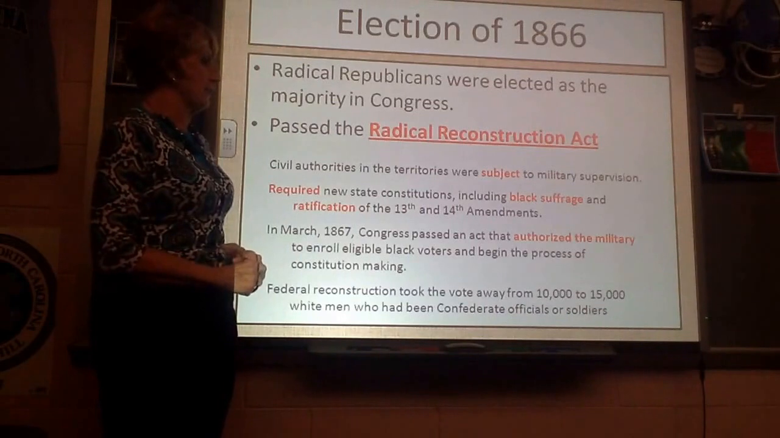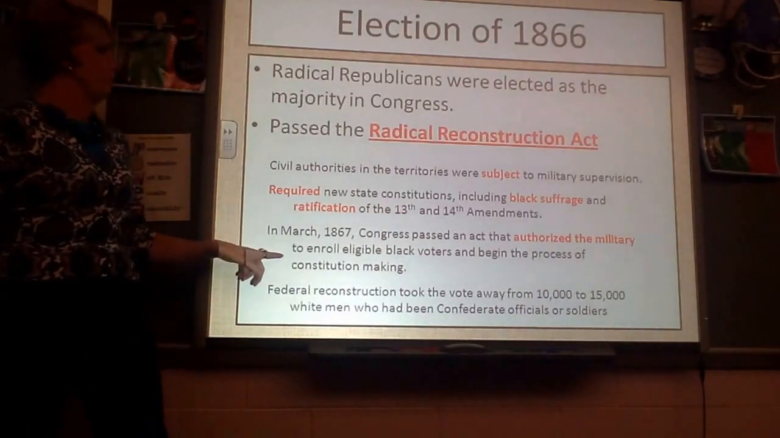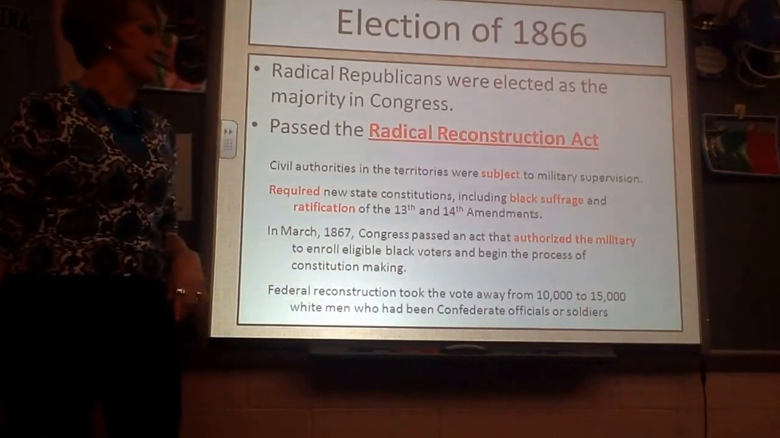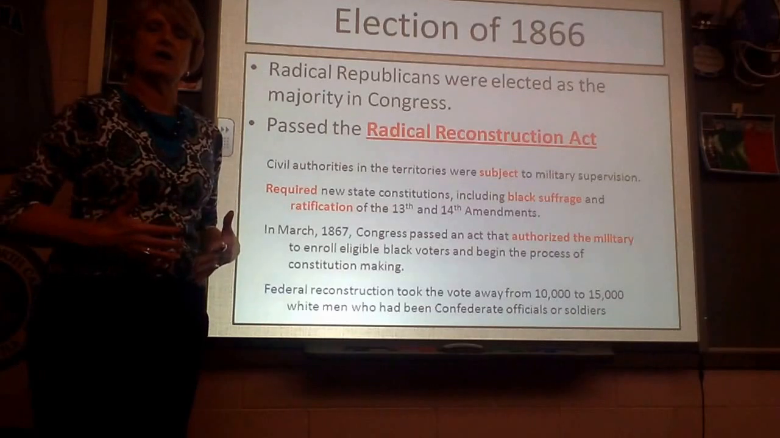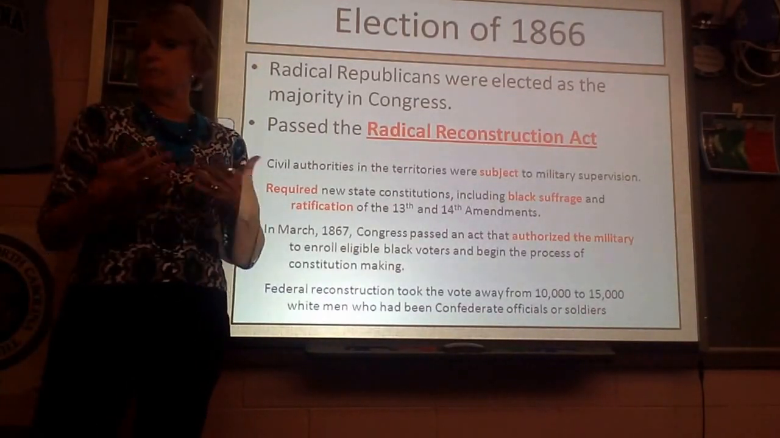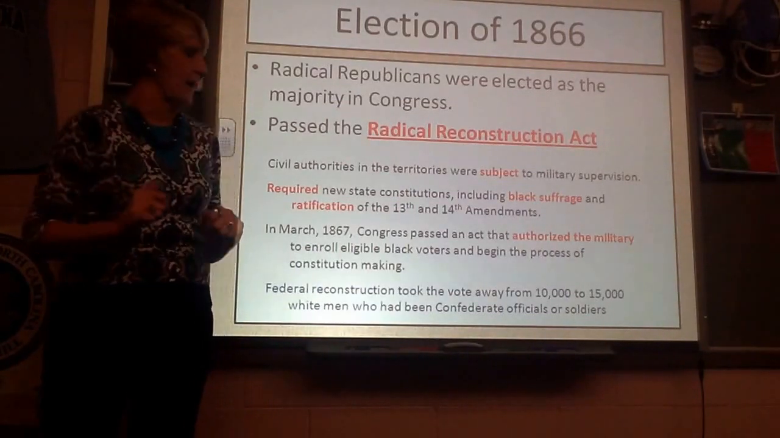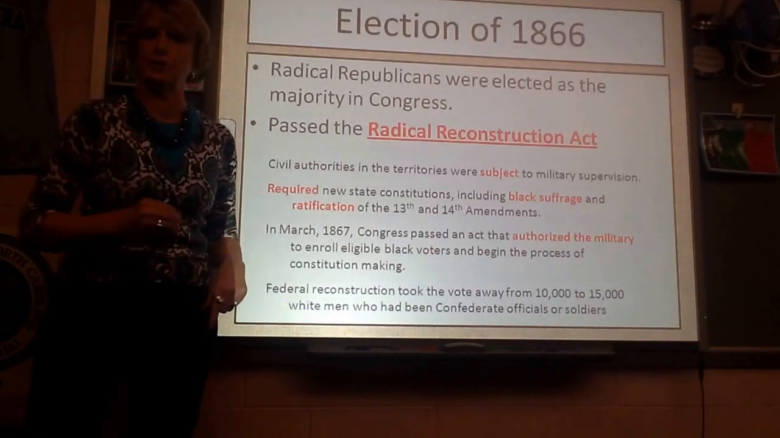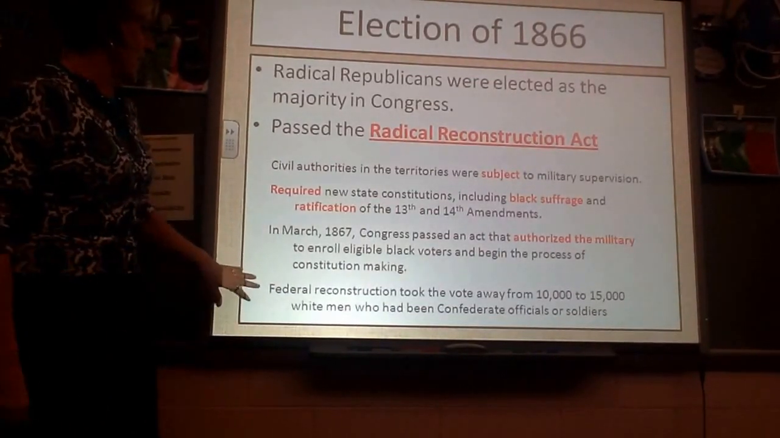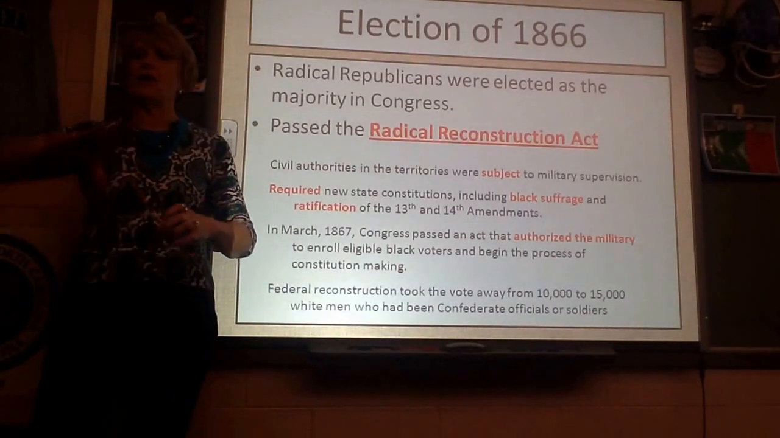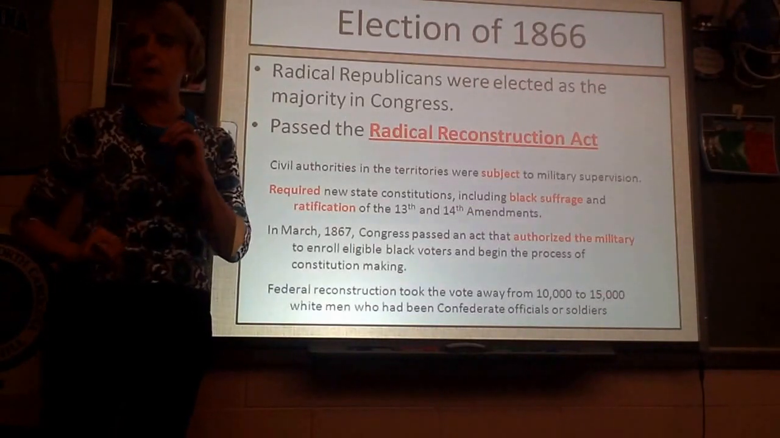So in March 1867, Congress passed an act that authorized the military to enroll eligible black voters and to begin the process of constitution making. And so understand, they authorized the military. So you have all these freed blacks, and remember, women didn't have the right to vote. The freed blacks that were given the right to vote, they qualified, and the military is ensuring that they are registered and now can vote, and how these states begin to develop these new constitutions. So instead of the South trying to figure it out, there was a heavy hand, at least this is how the South saw it, pushing them and directing them how they were going to do this.